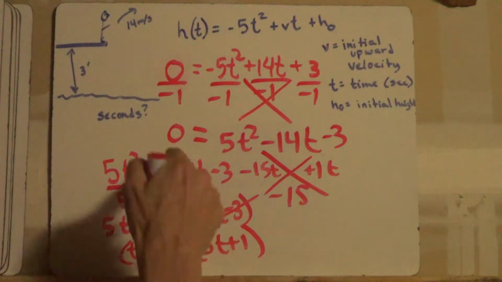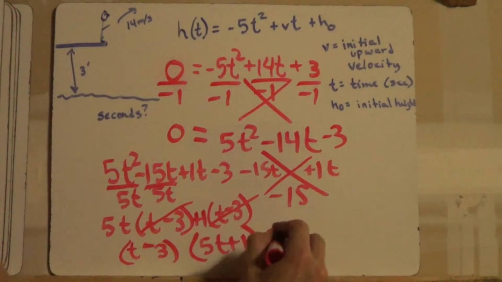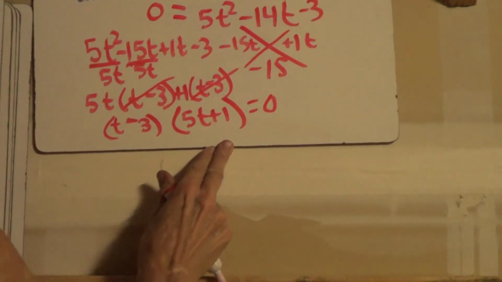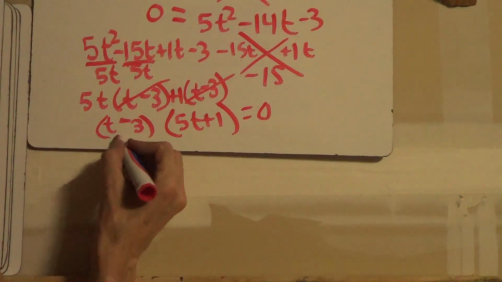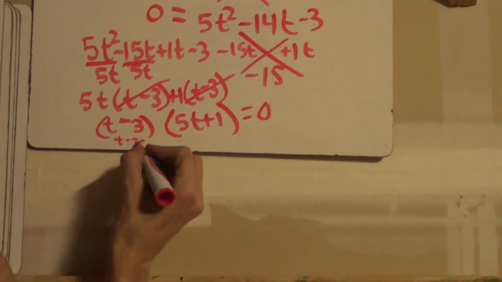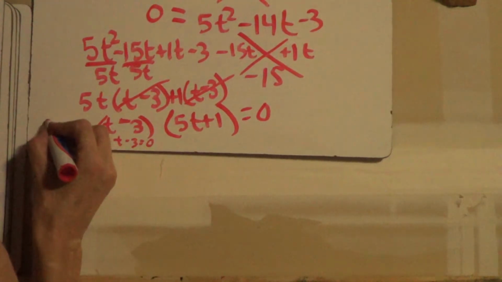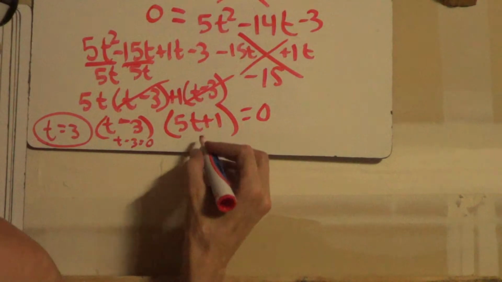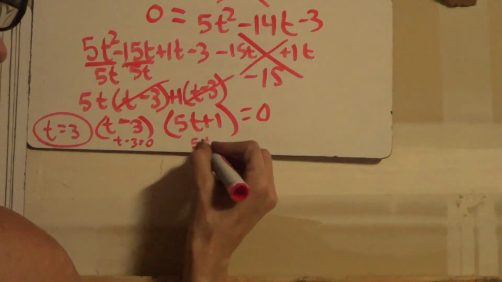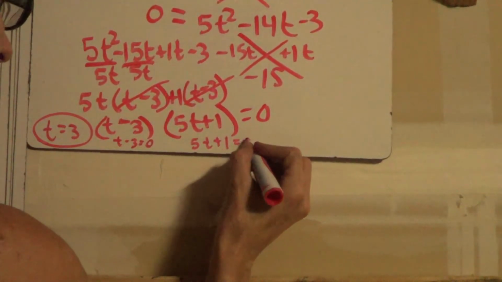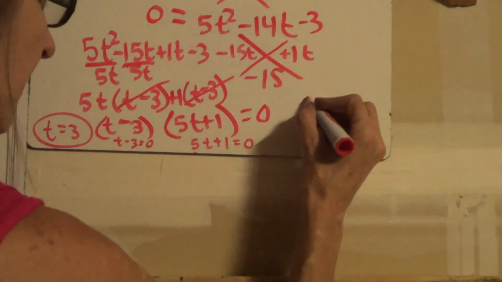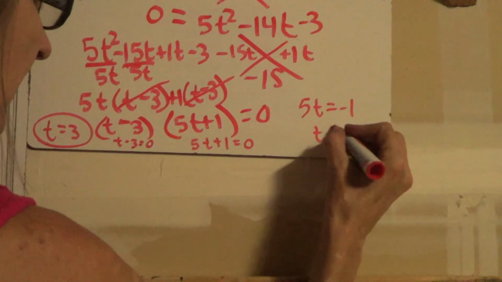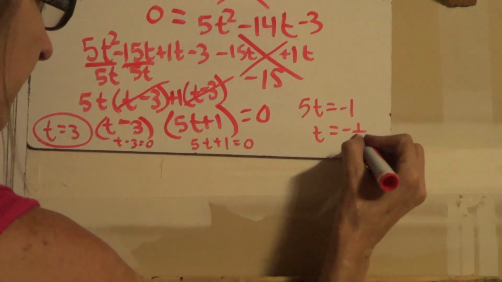Now don't forget this was all equal to 0, so now we bring in the zero product property. And we would say t minus 3 equals 0. So t equals 3. 5t plus 1 equals 0. We'd subtract 1 from each side. We'd have 5t equals negative 1. t equals negative 1/5.